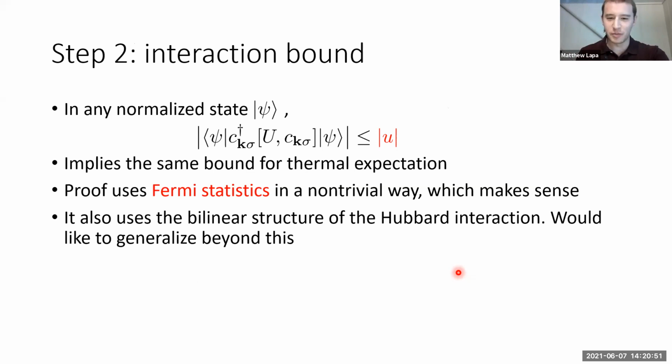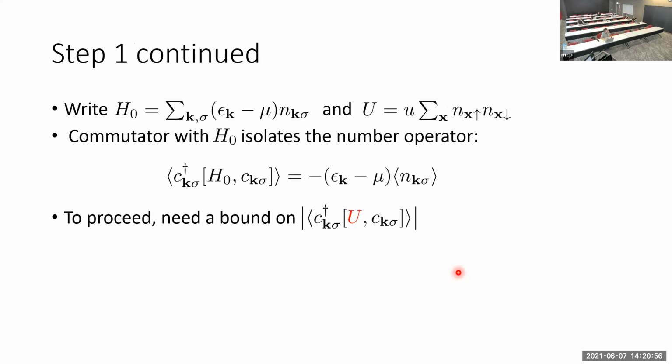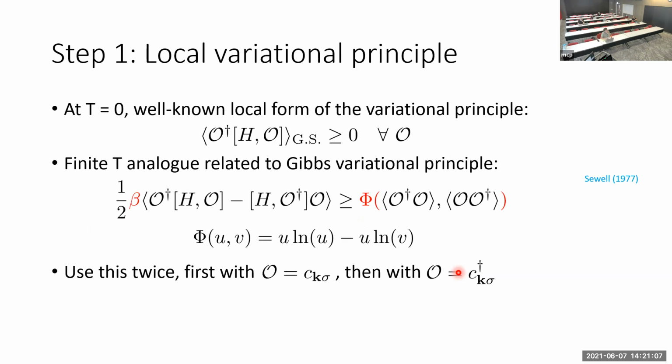Matt, just a quick question about step one. So you had this finite temperature bound, and you said physically it was coming from some kind of entropy business. Can you say a little more about this? Is this related to some kind of monotonicity of entropies or something?